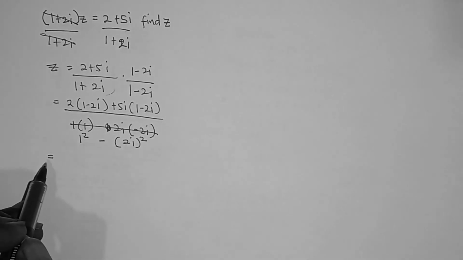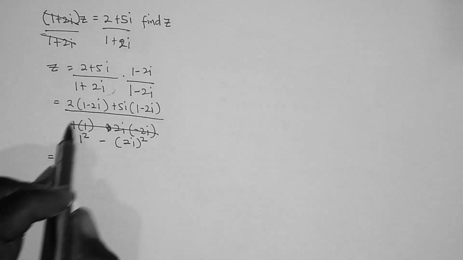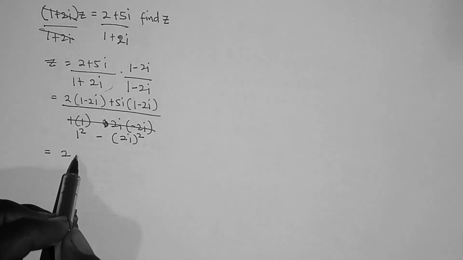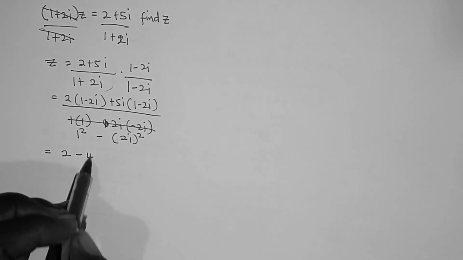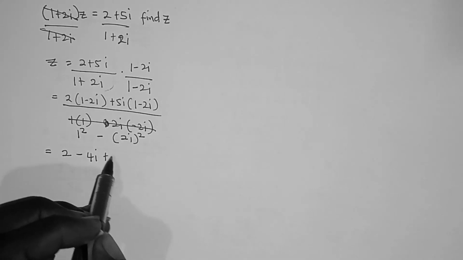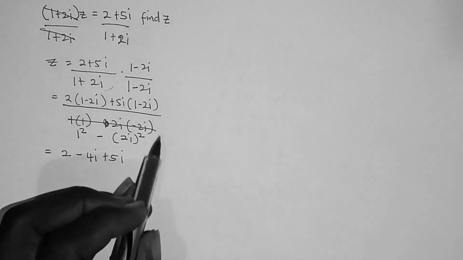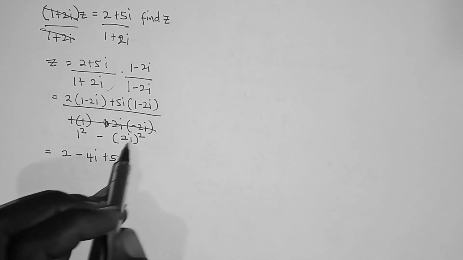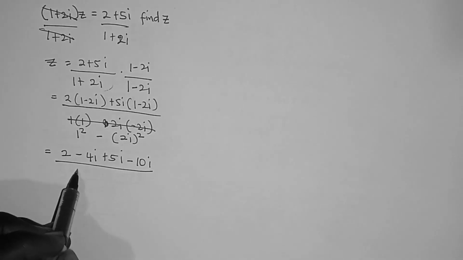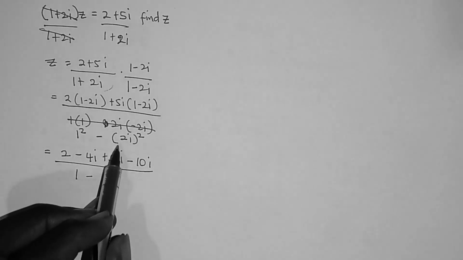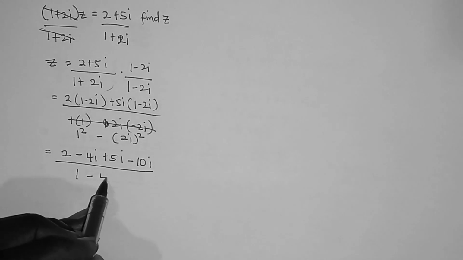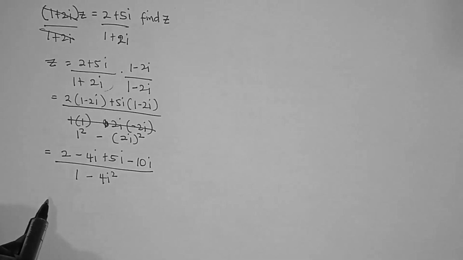This is equal to 2 times 1 is 2, and 2 times minus 2i is minus 4i. Then plus 5i times 1 is plus 5i. Then 5i times minus 2i is minus 10i squared. Divided by 1 squared is 1, then minus 2i to the exponent 2 is equal to 4i squared.